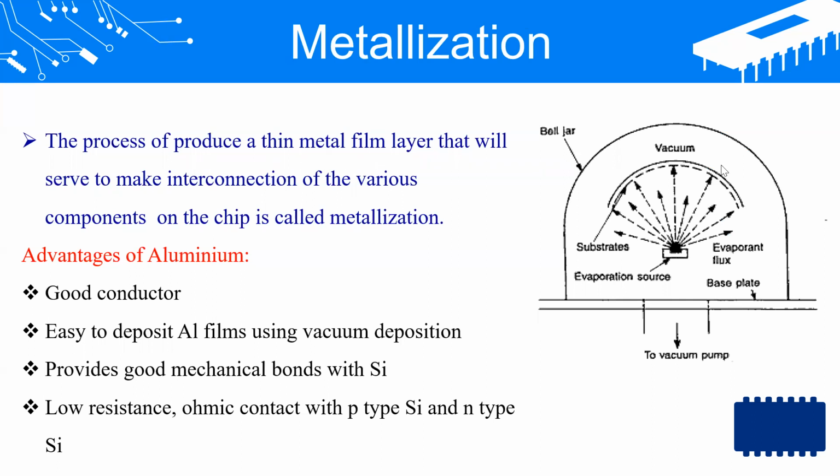And aluminum is etched away from unwanted places by using an acid like phosphoric acid. So this process is called metallization.